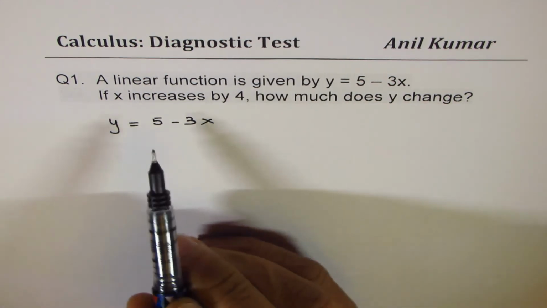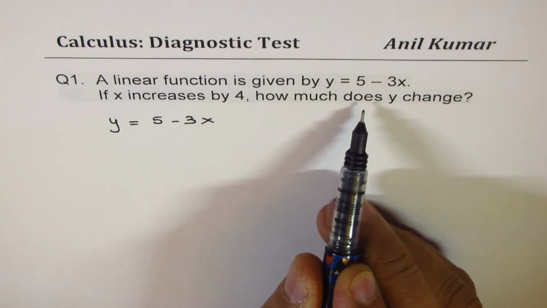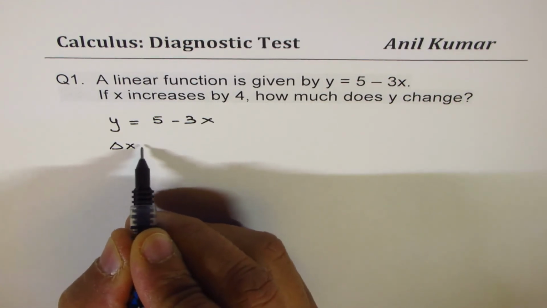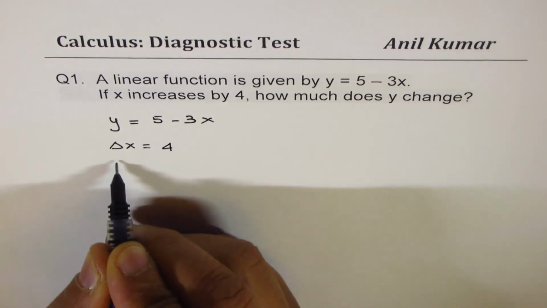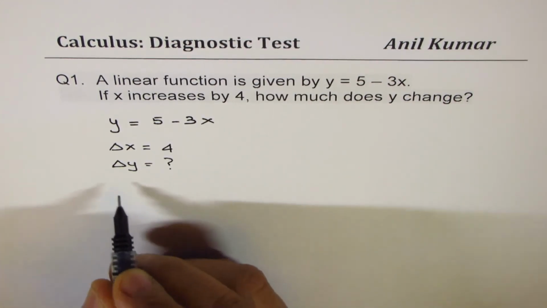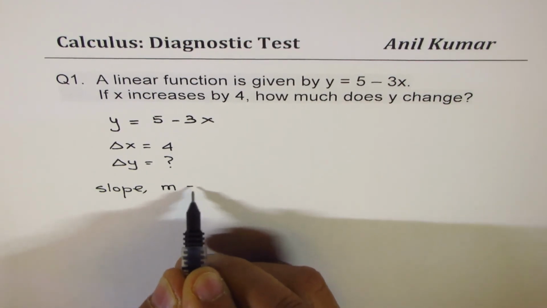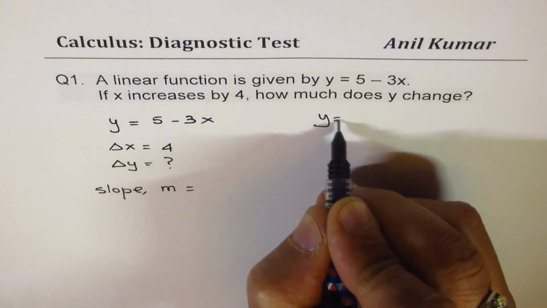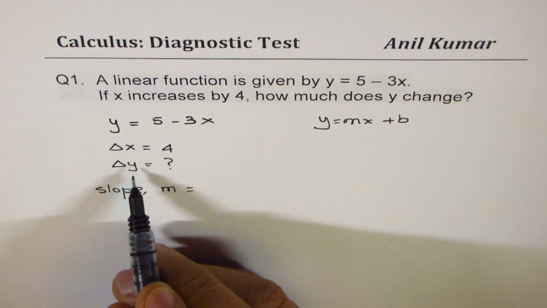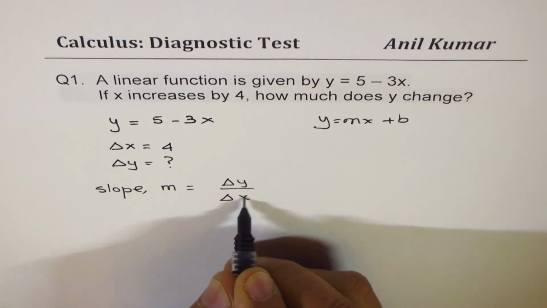Now here, we are saying if x increases by 4, how much does y change? So basically, we are given change in x, which is, let's say, delta x, is 4. We need to find what delta y is. And as you know, slope, which is rate of change, normally you write m in the equation y equals mx plus b, gives you the ratio of this, right? So m is change in y over change in x.